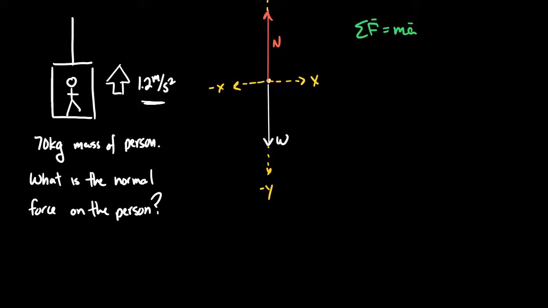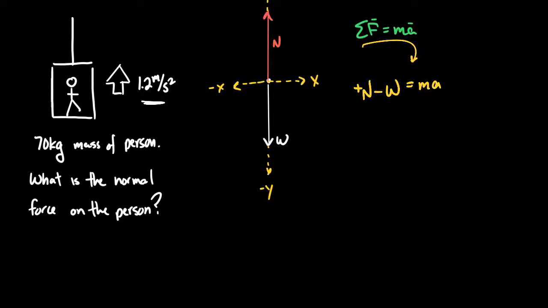Now, this is a set of instructions. It says to add up all the forces, taking into account their direction, and set it equal to ma. So, I have 2 forces. I have the normal force upwards. I have the weight downwards. And I'm going to set that equal to ma.